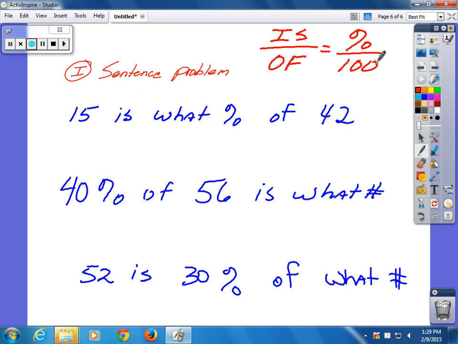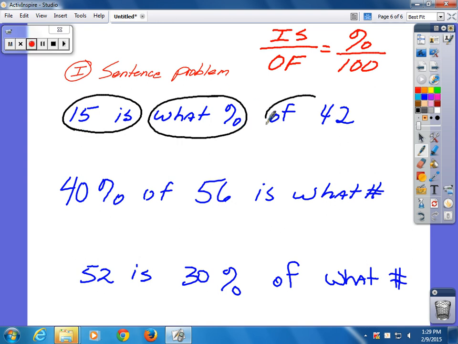Okay. 15 is what percent of 42? What do you do? Well, you go through and you find out what goes with what. Now, this is real simple. Don't make it hard. 15 is what percent of 42? So 15 goes where? On the top. Of 42 equals X over 100. And now you just cross multiply and solve.